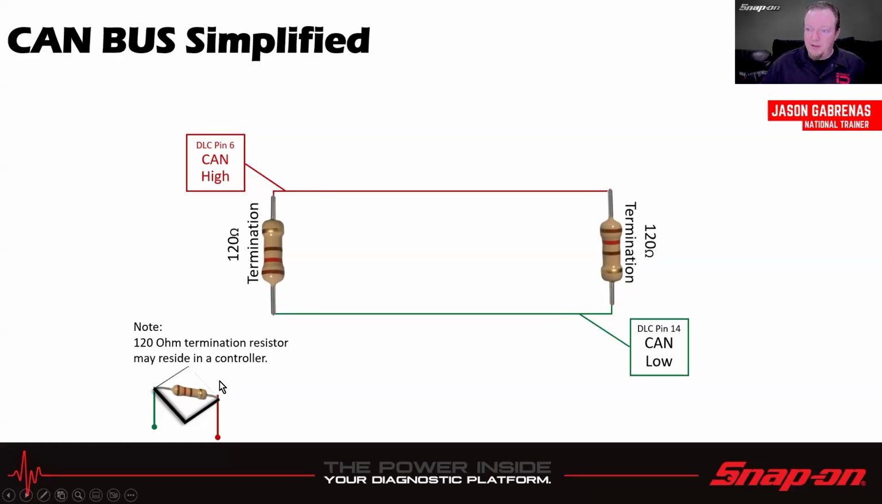a control module. And if I'm going to use a multimeter to check the resistance across pin 6 and 14, I should get 60 ohms roughly, because we're doing 120 ohms on each, and then it divides by 2, and that's how we get our number. So a simplified CAN bus here: we got high side, low side, and then we have the termination resistors across both.